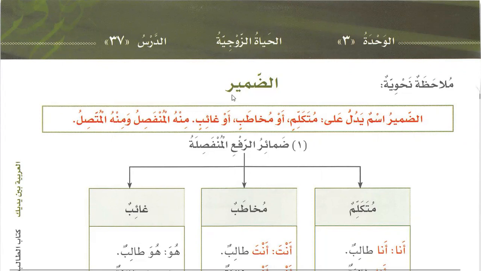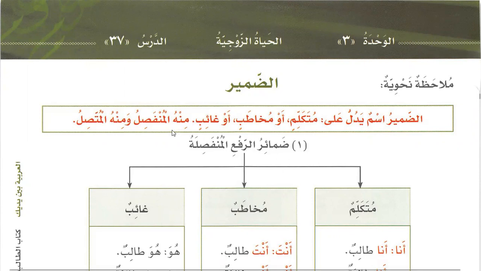The meaning: pronoun is basically a noun which indicates the first person, second person, or third person. Among its types are munfasil, detached or separate, and among its types is muttasil, attached.